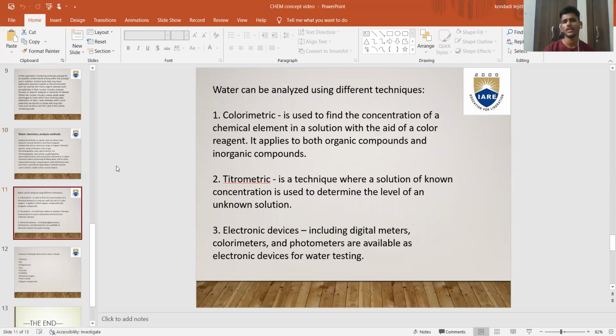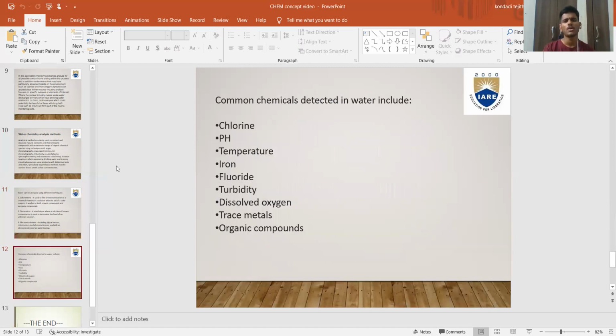Water can be analyzed using different techniques. Colorimetric is used to find the concentration of a chemical element in a solution with the aid of a color reagent. It applies to both organic compounds and inorganic compounds. Titrimetric is a technique where a solution of known concentration is used to determine the level of an unknown solution. Electronic devices, including digital meters, colorimeters, and photometers, are available for testing water. Common chemicals detected in water include chlorine, pH, temperature, iron, fluoride, turbidity, dissolved oxygen, trace metals, organics. So this is about the analysis of water chemistry.